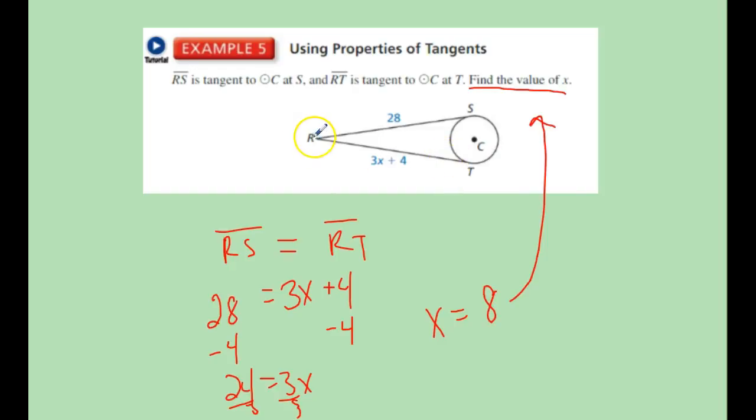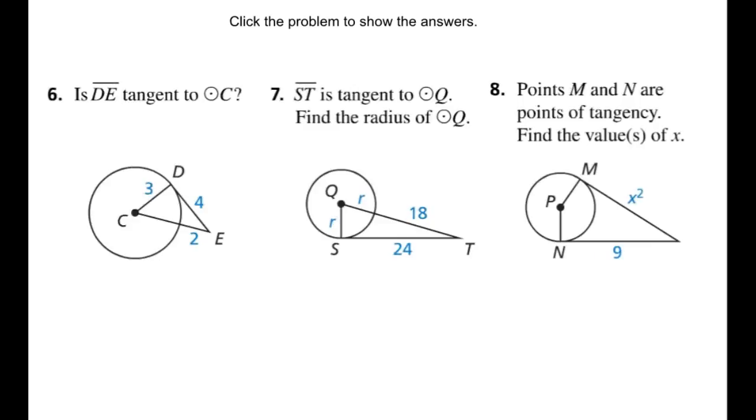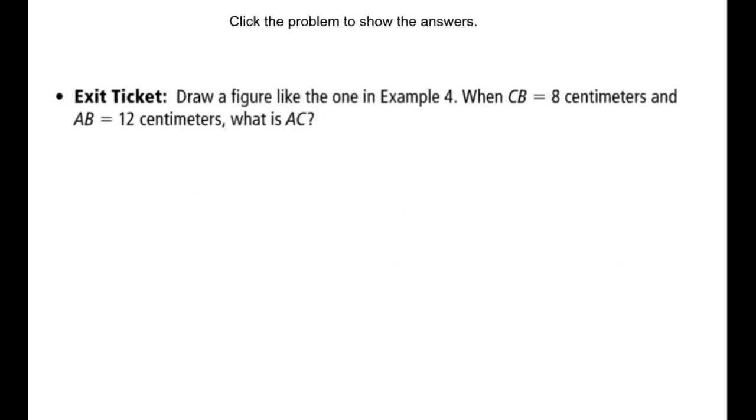The biggest thing to remember is that when I have a point outside the circle and two segments tangent to the circle from that point, those segment lengths are equal. So now here are a couple problems that I want you to try on your own and see if you can follow the steps that we've been doing as well.